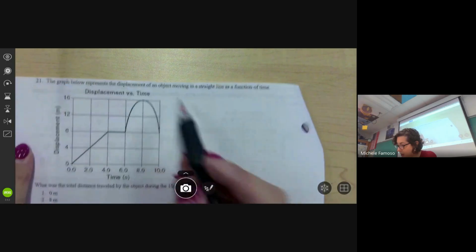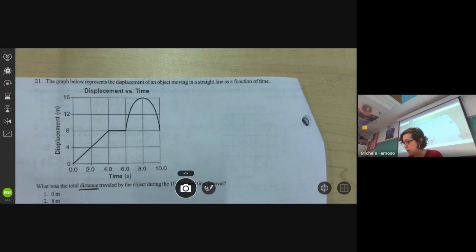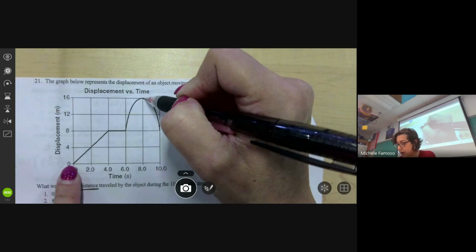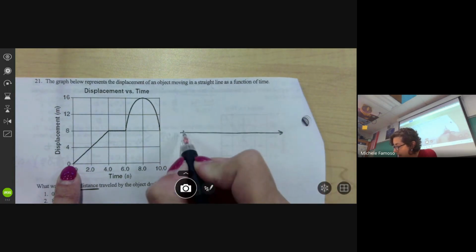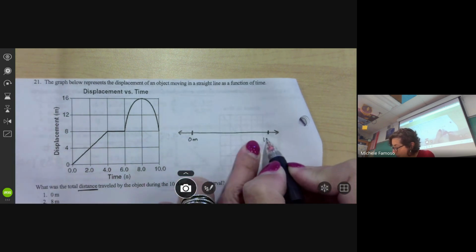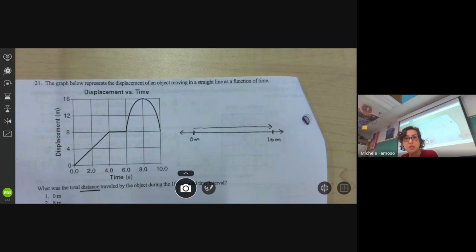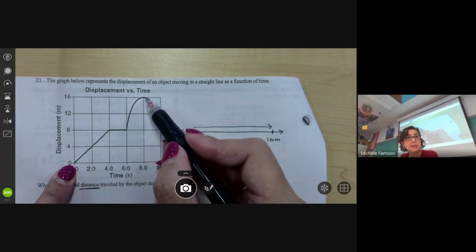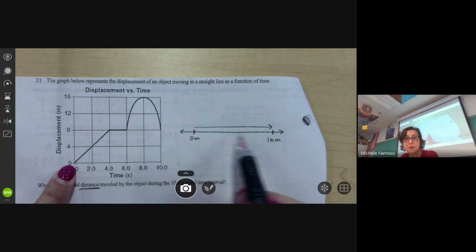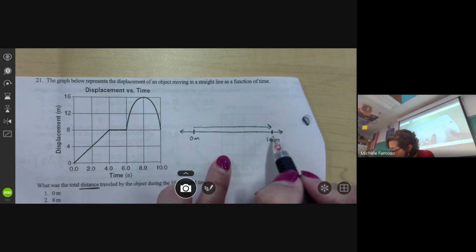Okay, so 21 is talking about this graph of displacement versus time, and I want to know the total distance traveled in that 10 seconds. What I can see from the graph is that I started at a position of 0. I'm going to make a number line here. Here is the 0 meter position, and the farthest position on the graph is 16 meters. We started off by going to the 16 meter position between 0 and 8 seconds. I'm moving forward from 0 to 16, and then I have to backtrack, and I end up at the 8 meter position.